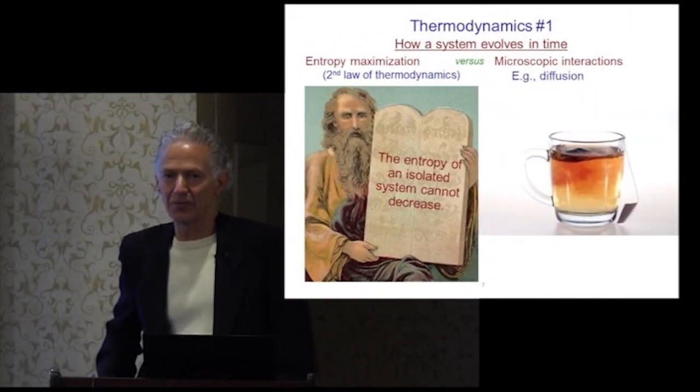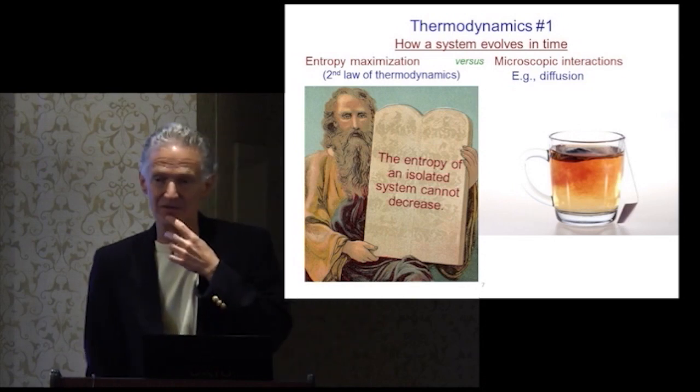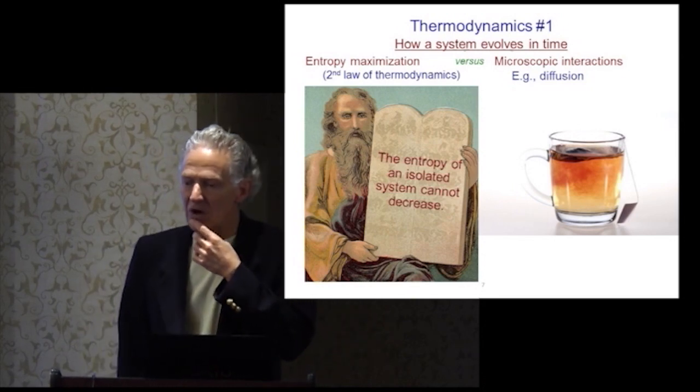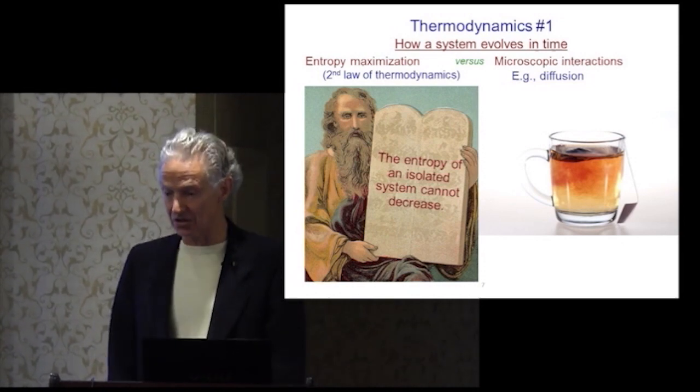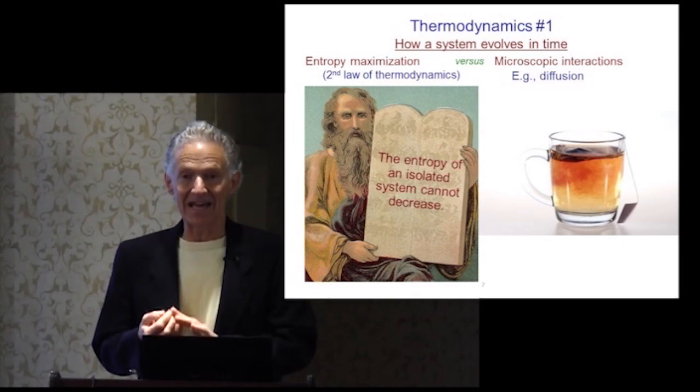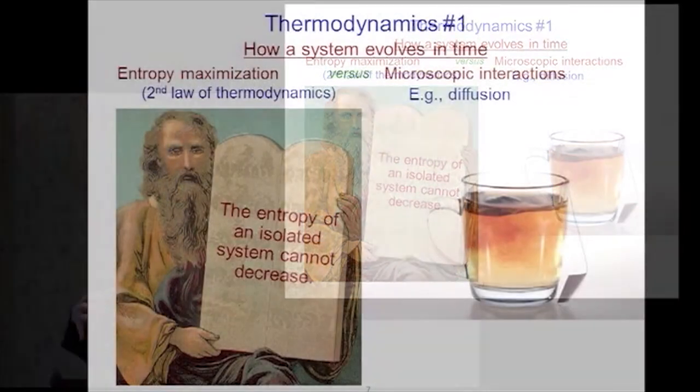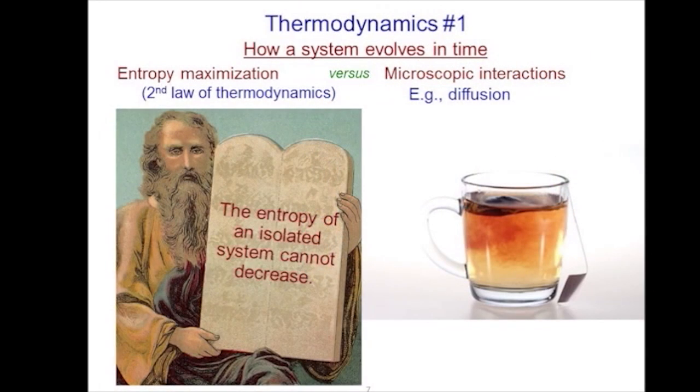Okay, let's take a look at thermodynamics. And I've got 3 examples from thermodynamics. One involves how a system evolves in time. And we know from the second law of thermodynamics that the entropy must be maximized. So a system moves to a position where the number of options that that system has is maximized.